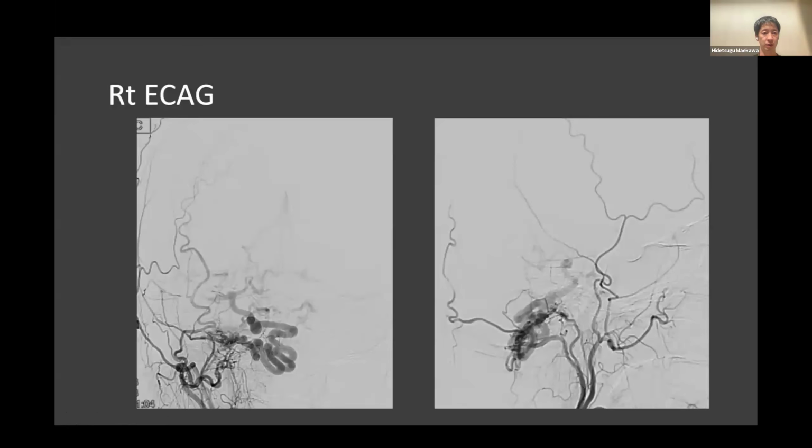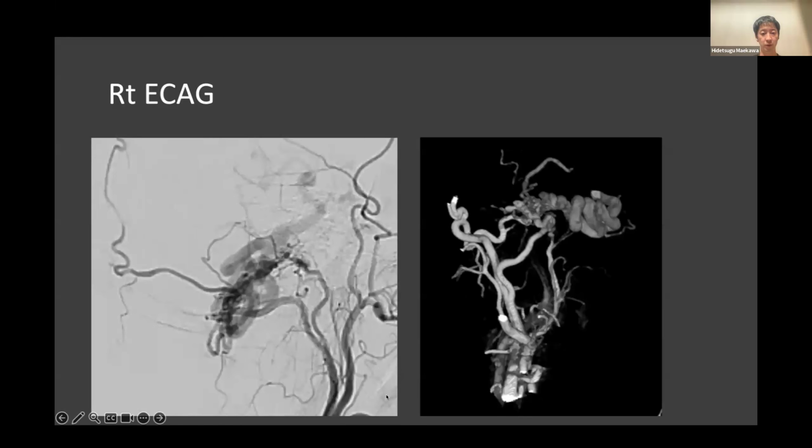And this is a right ECA injection demonstrating a dural fistula in the posterior fossa, which directly drains into the cortical vein here. And this is a lateral view. This is a magnified view. As you can see, this is the ascending pharyngeal artery, neuromeningeal trunk. And this is a branch of occipital artery. This is a neuromeningeal trunk. This is a branch of occipital artery.